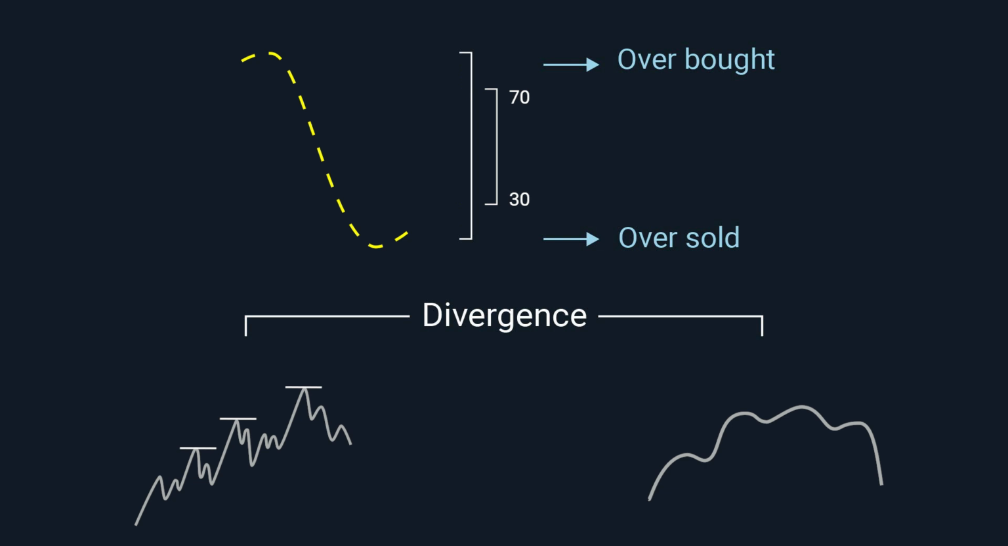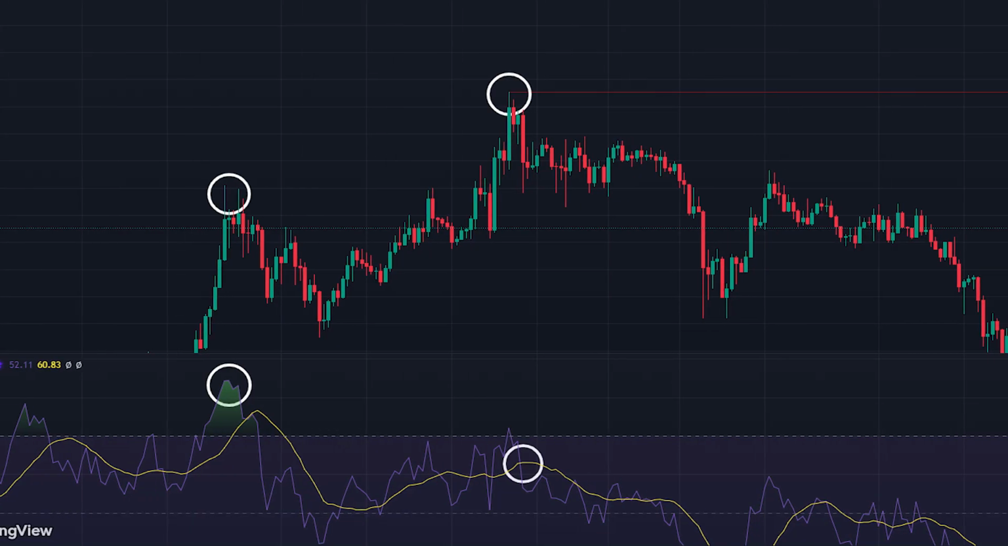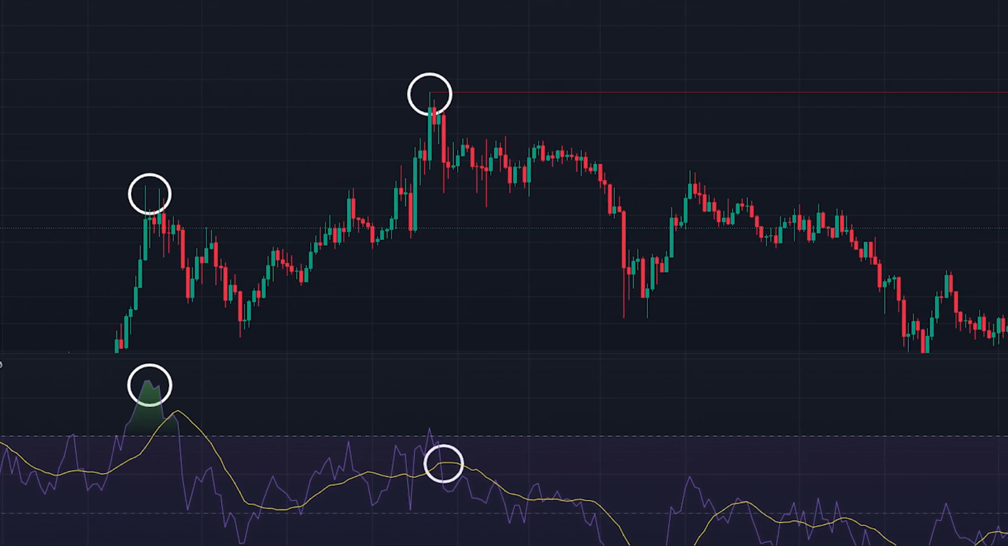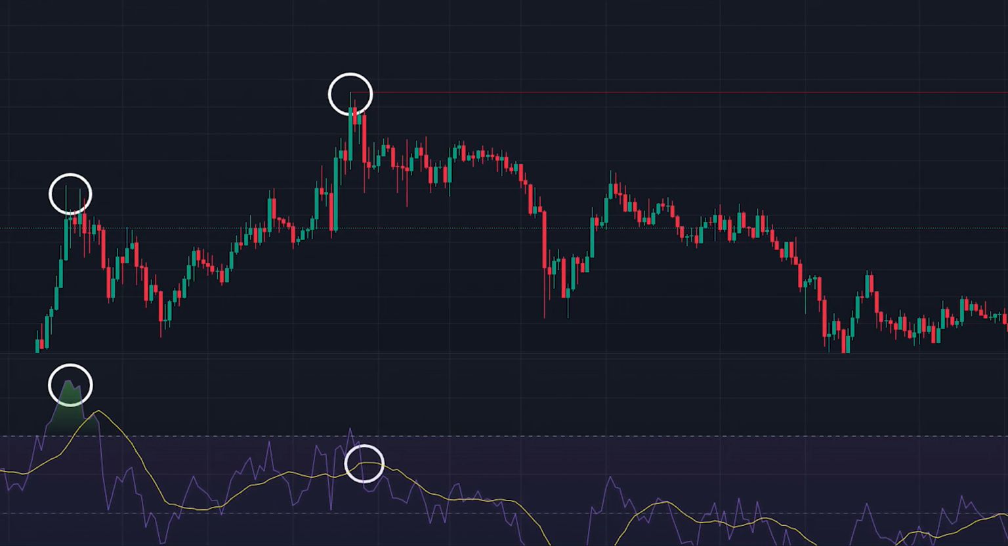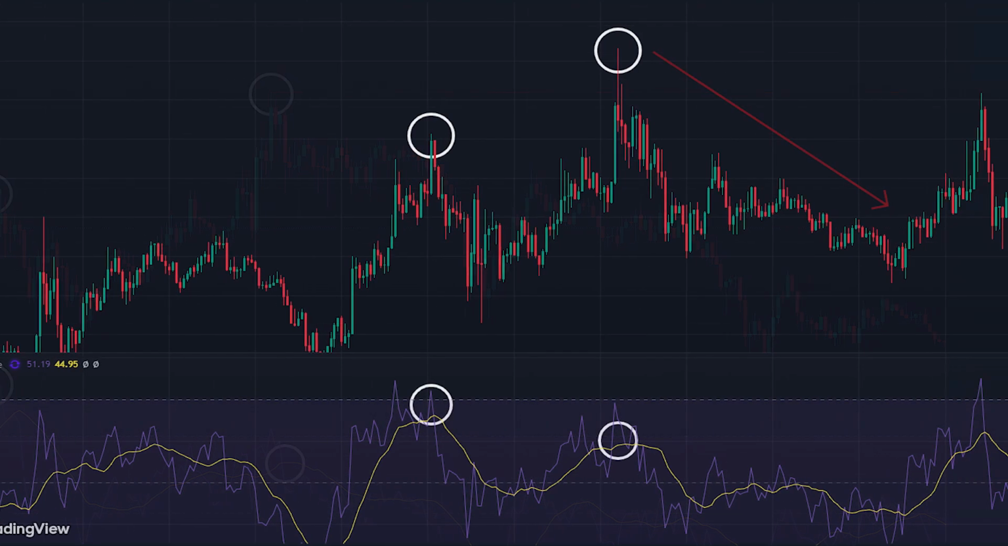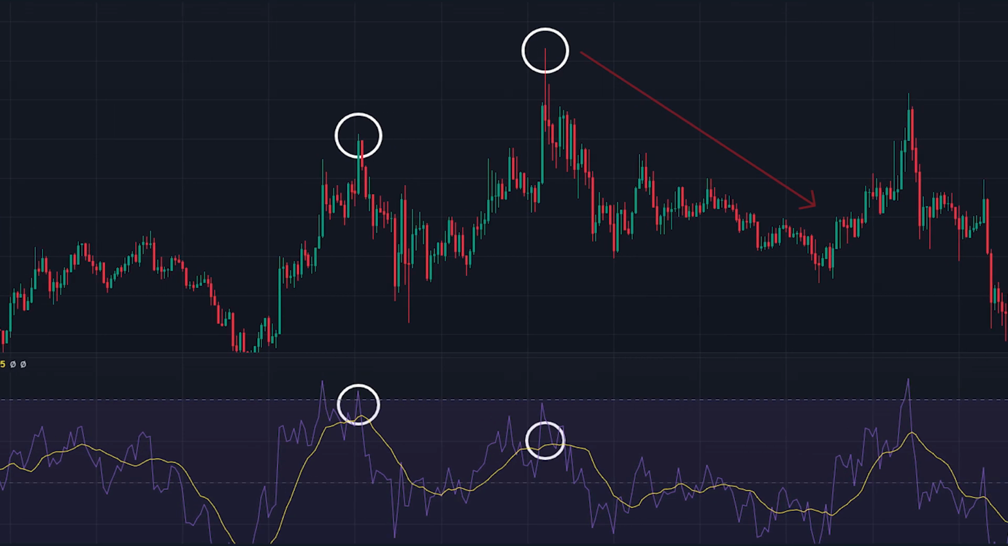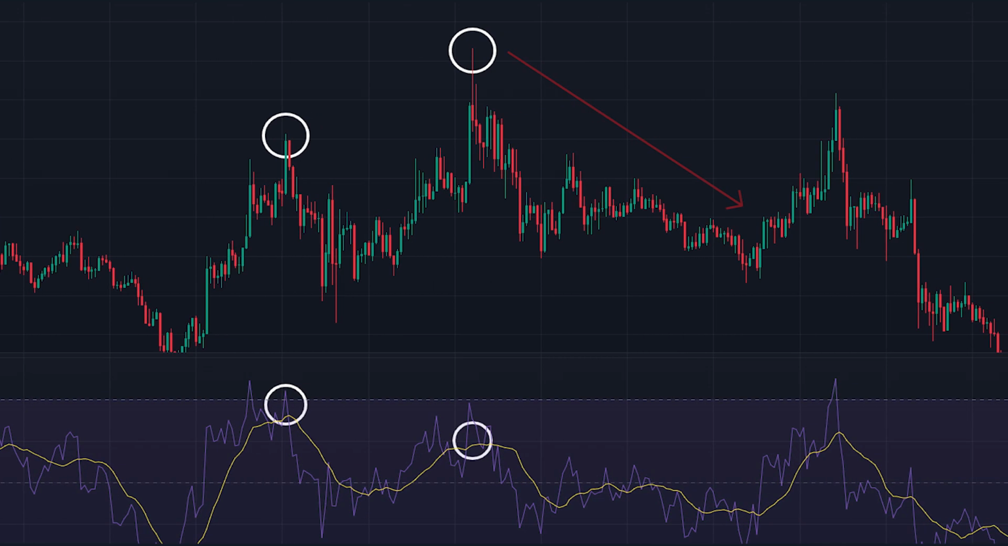To understand RSI better, in bullish divergence, it forms higher lows while the price forms lower lows, signaling a potential reversal to the upside. And for bearish divergence, RSI forms lower highs while the price forms higher highs, warning that a downtrend might start.